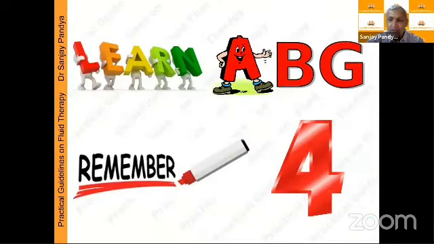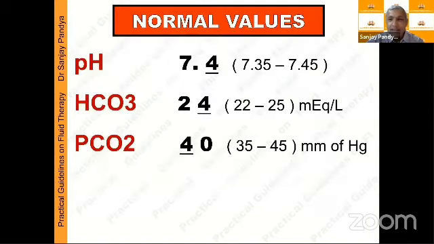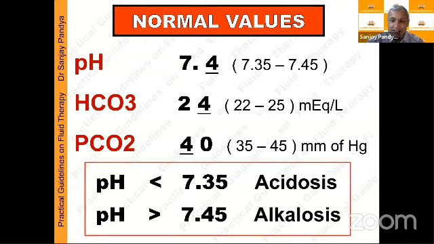Now, when we want to learn ABG, remember 4. It's simple. Let us start with the basic thing. Why do we need to remember 4? Because for every value, pH is 7.4, so there is 4. Bicarbonate normal value is 24, so there is 4. PCO2 normal value is 40, so there is 4. So remember 4 and things are done.